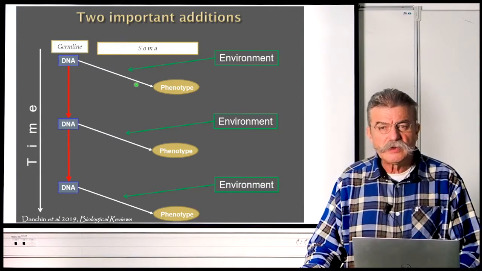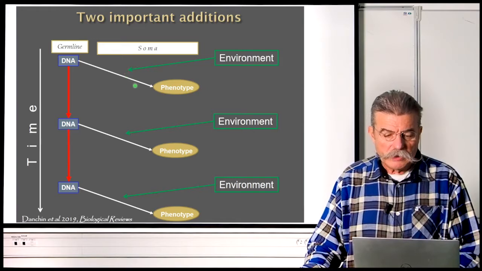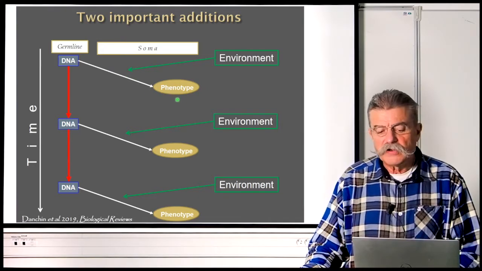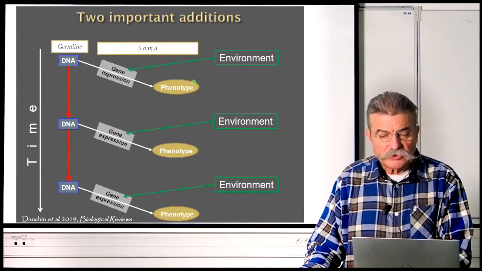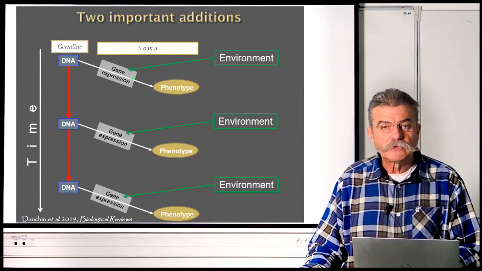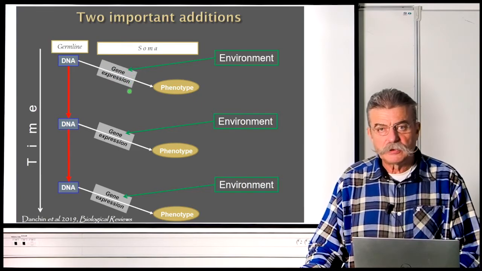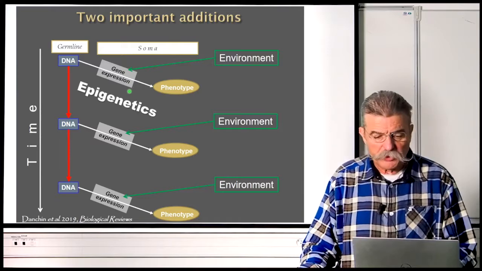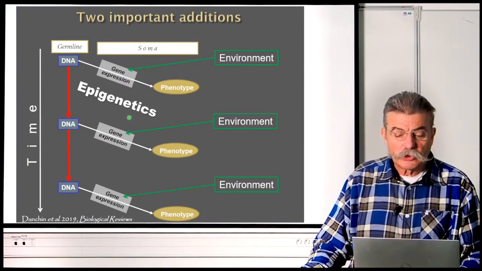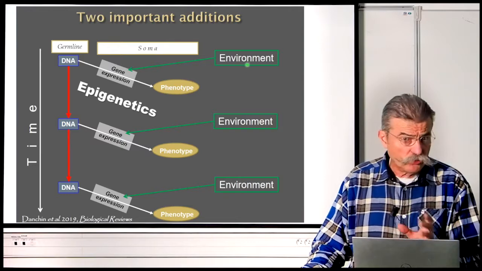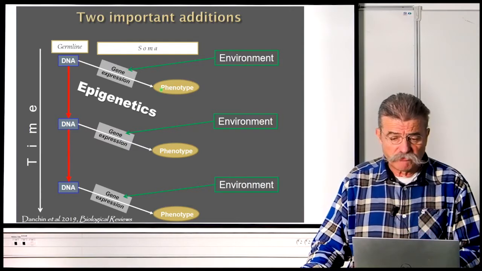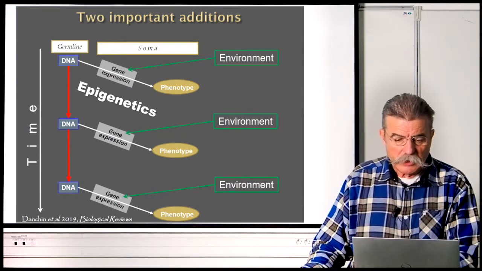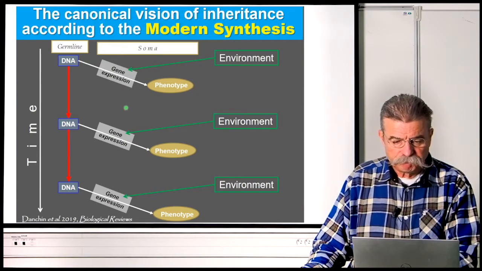The first one is that the environment is extremely influential during development, in shaping the phenotype, so generating variation in phenotypes. And the second point is that this effect of the environment is mediated somehow by the fine-tuning of gene expression during life and development in particular, which is a domain that we call epigenetics. So the 2 main additions are the important role of the environment and the importance of epigenetics in this process.